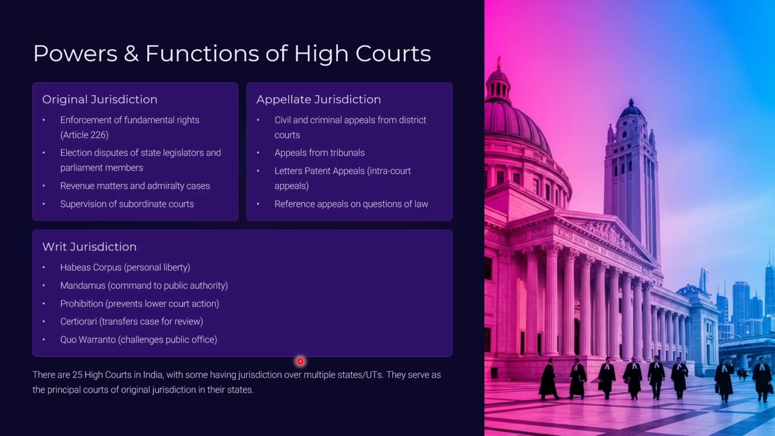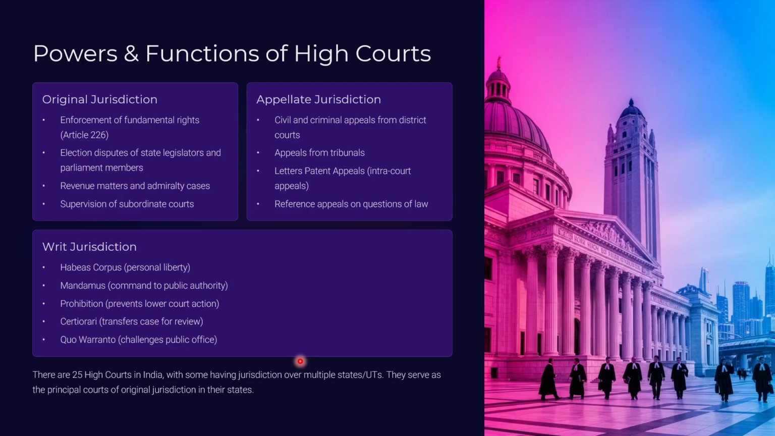So, powers and functions of the High Court. We'll discuss what the powers and functions of the High Court are: original jurisdiction, appellate jurisdiction, then writ jurisdiction. Original jurisdiction: enforcement of fundamental rights, that is Article 226. Then election disputes of the state legislature and parliamentary members, revenue matters and admiralty cases, then supervision of subordinate courts.